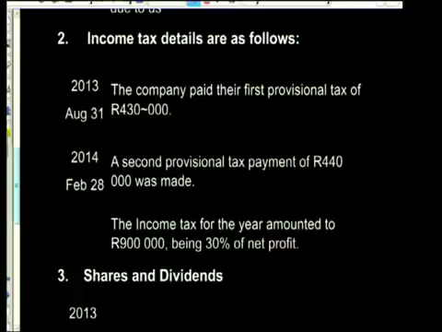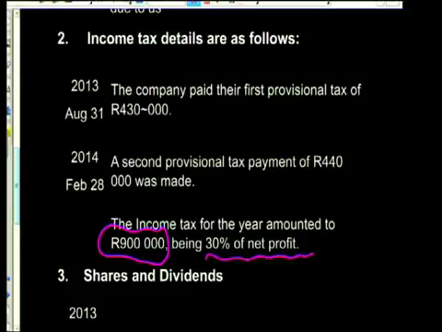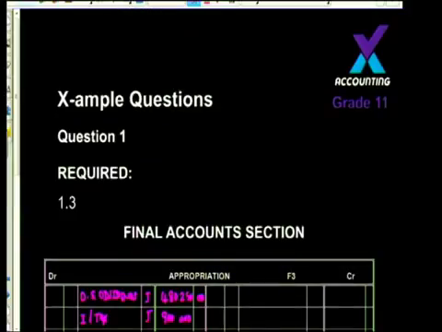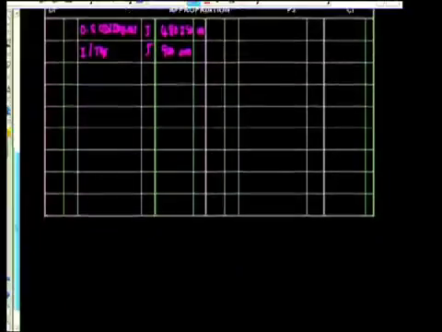What do I now bring in? Now I bring in my net profit before taxation. The net profit before taxation, you find that you are given information that the income tax for the year amounted to 900,000, being 30% of the net profit. So therefore, this means that we now have to do a calculation.